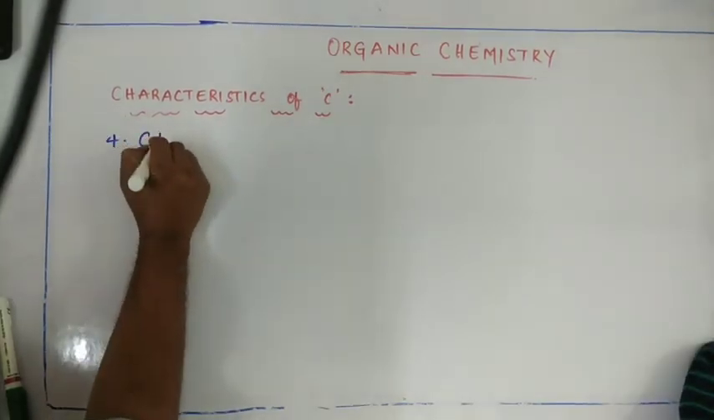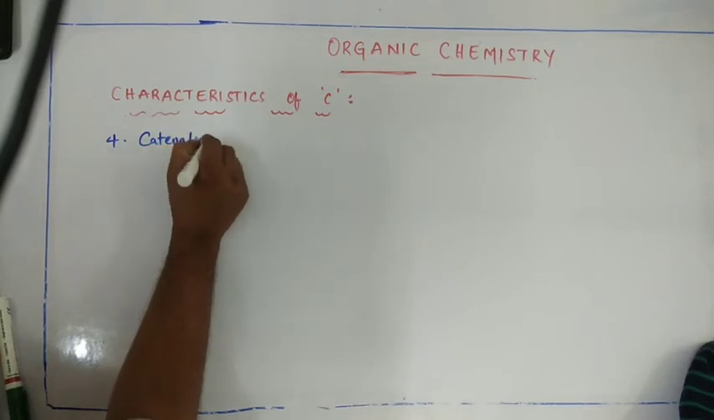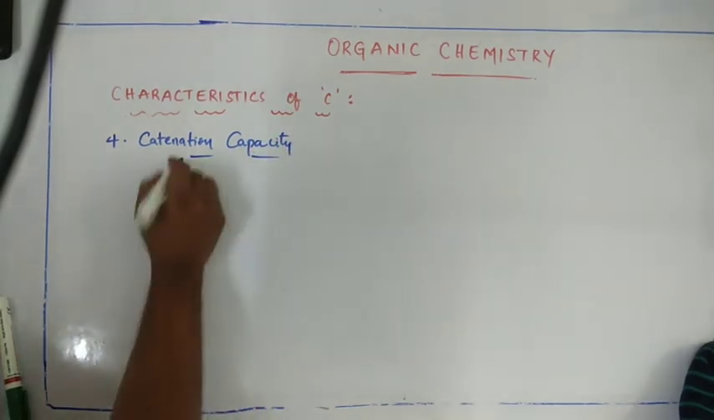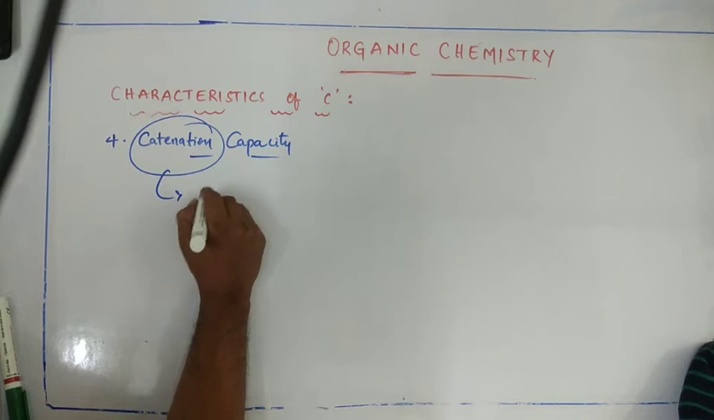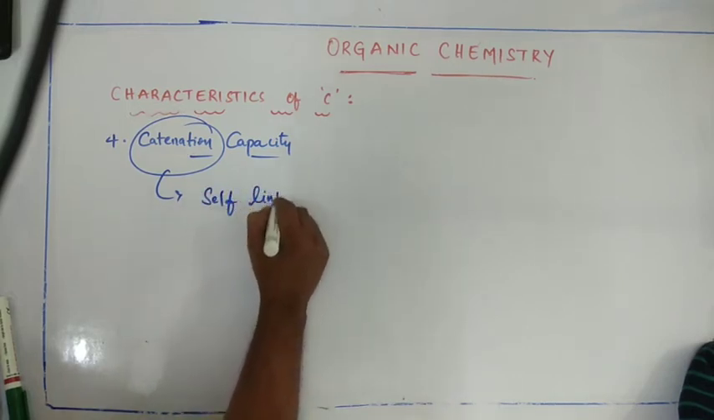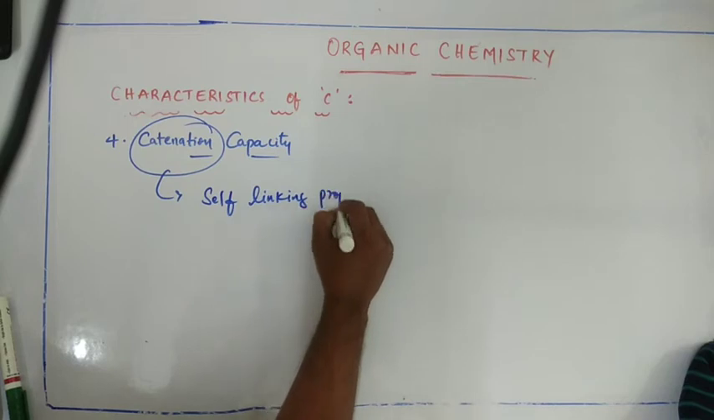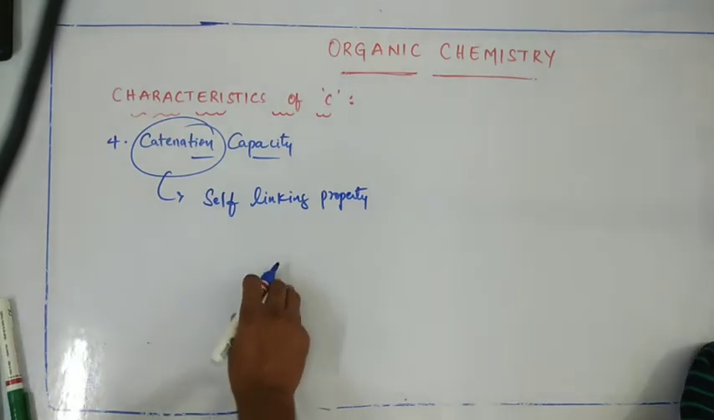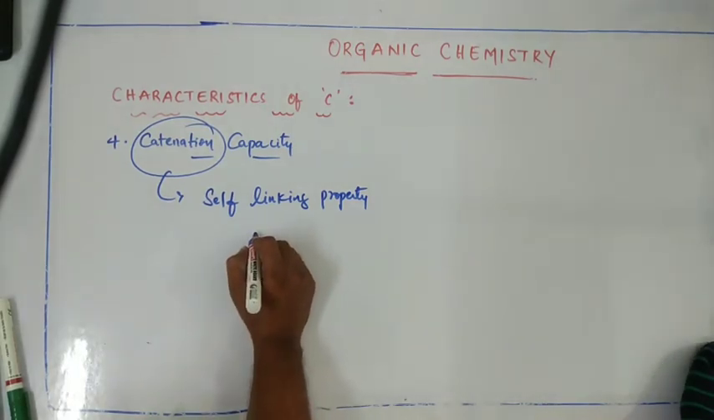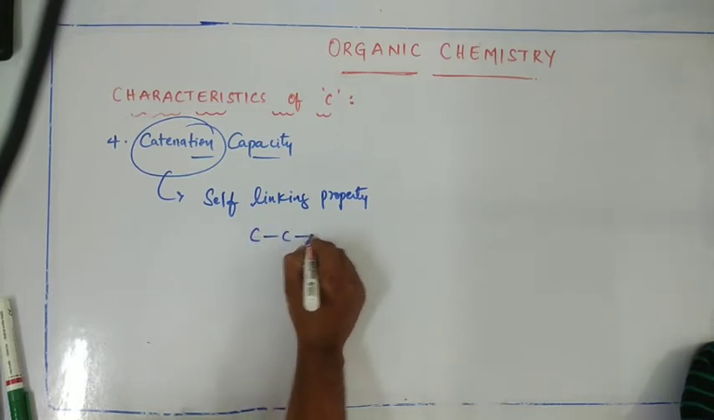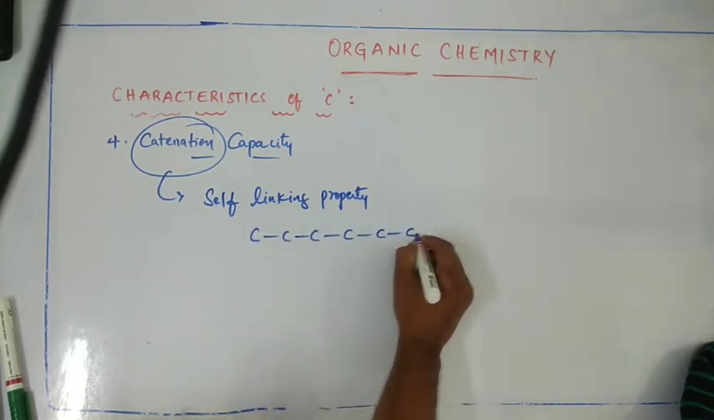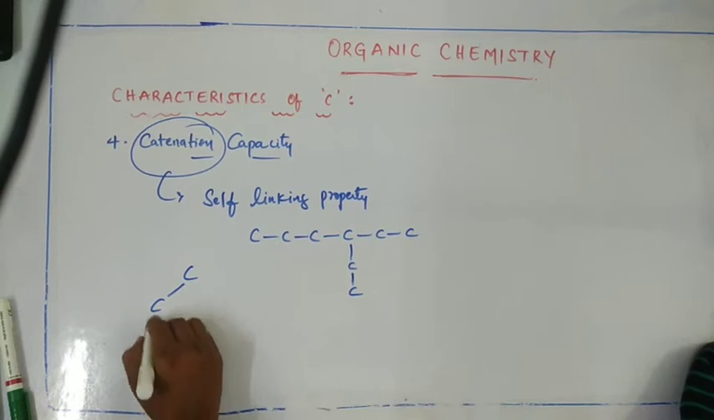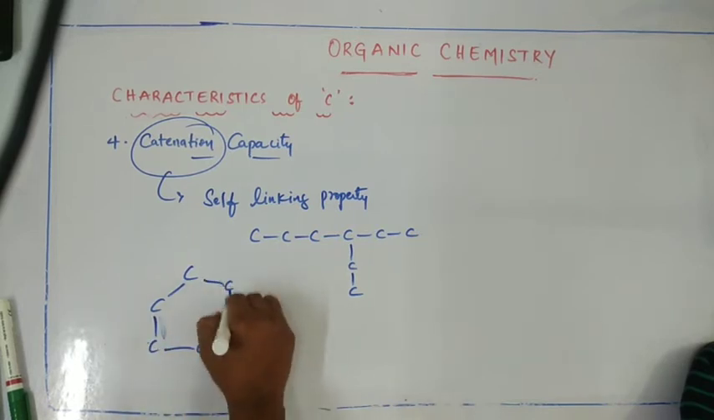Fourth one is catenation capacity of carbon atom. Catenation is nothing but self-linking property. Carbon can be self-linked with other carbon atoms and form long chain hydrocarbons, and cyclic hydrocarbons can also be formed by the carbon atom.